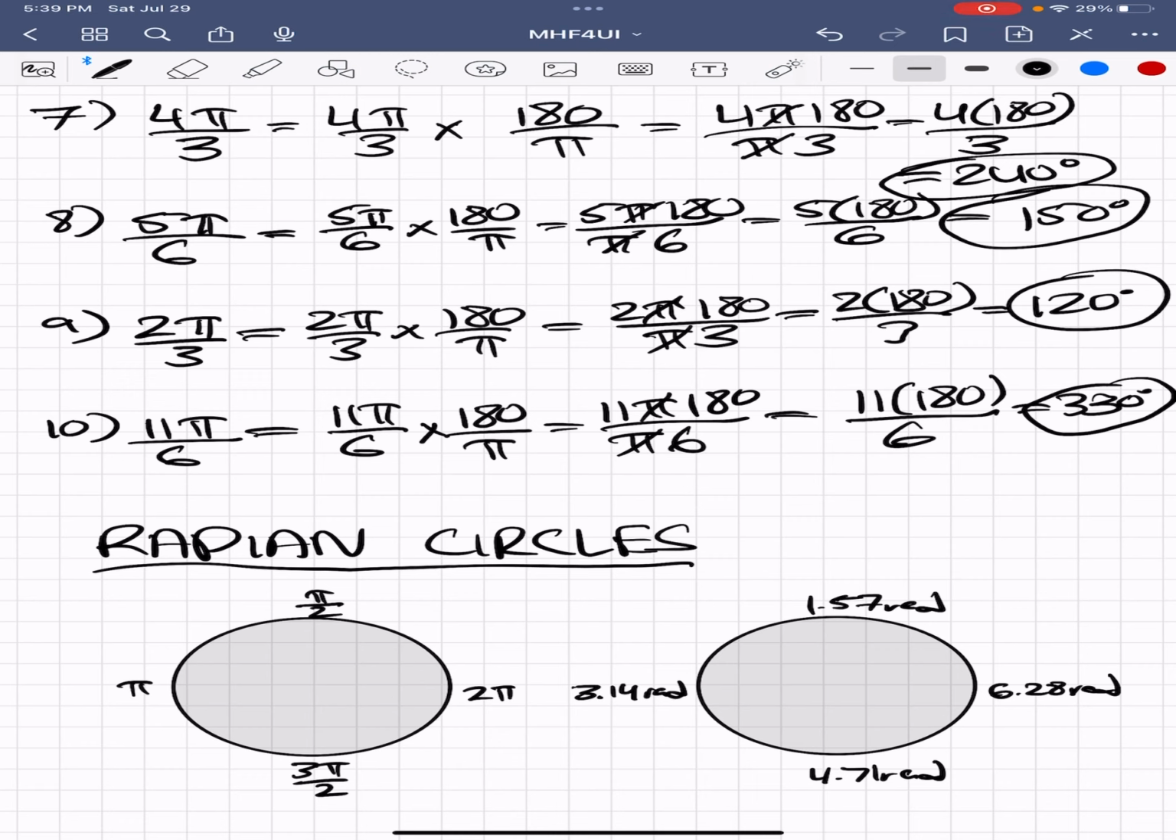So we have the radian circles. We have radians, number radians, and then radians of pi. So we have both. 90 degrees is 1.57 radians and pi over 2. 180 degrees is pi and also 3.14 radians. 270 degrees is 3 pi over 2 or 4.71 radians. And 360 degrees is 2 pi or 6.28 radians. So that's the radian circles.